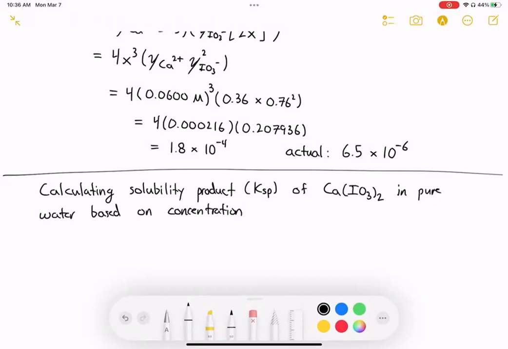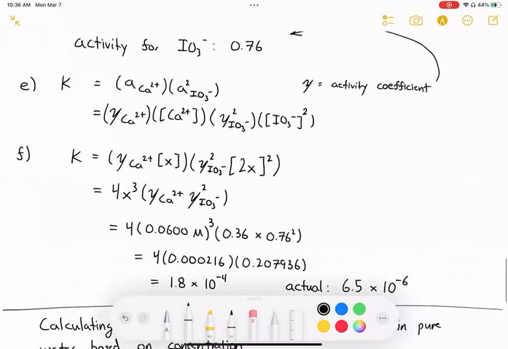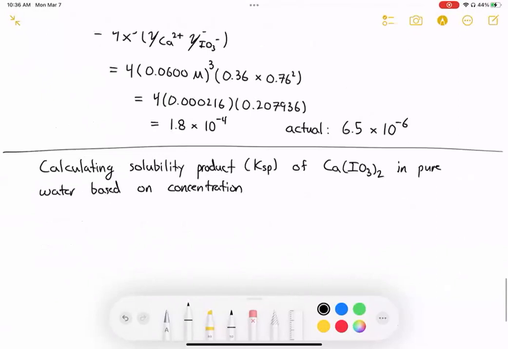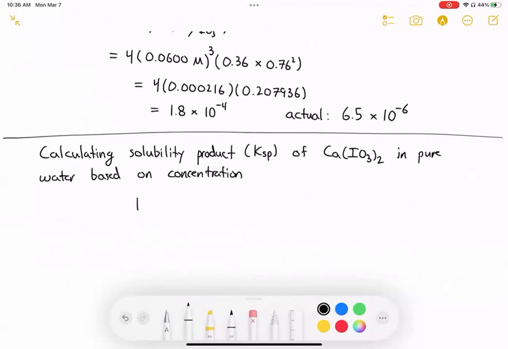So when we do it based on concentration, we assume that the coefficients are 1, so they have no influence on the activity of the ions. This is very similar to what we just did. We will use the equation that, remember, K equals the concentration of calcium ion plus times the concentration of iodate ion.